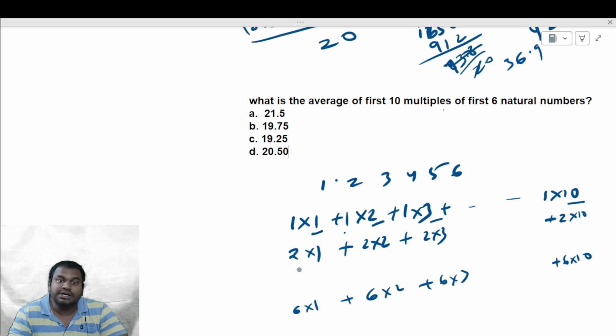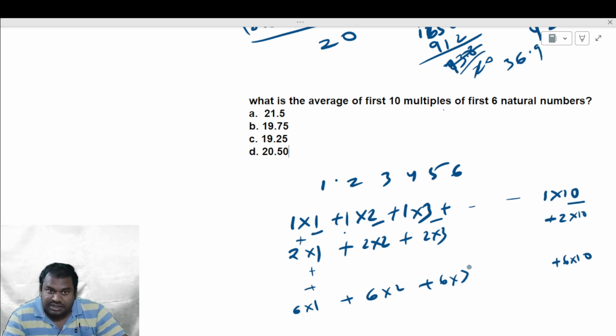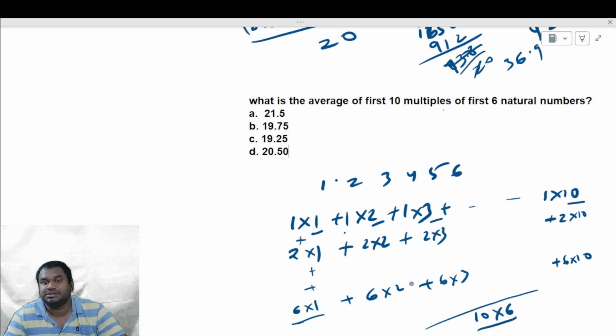Okay. Now you have to add all of them and divide by how many numbers there are. So now you guess how many numbers are there. So this is 10 numbers, again 10 numbers, like that 6 rows are there. So 10 into 6 is the total number of numbers we are adding. How many such combinations are there? That is nothing but 10 into 6.